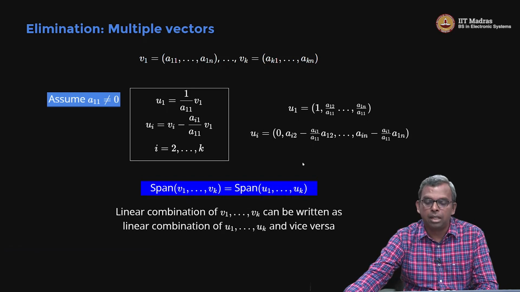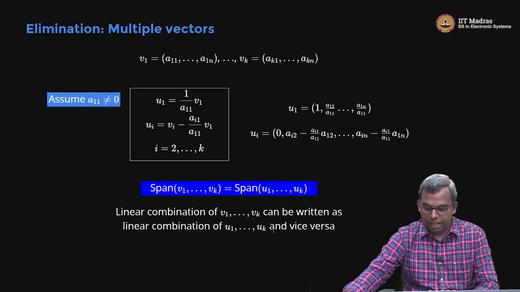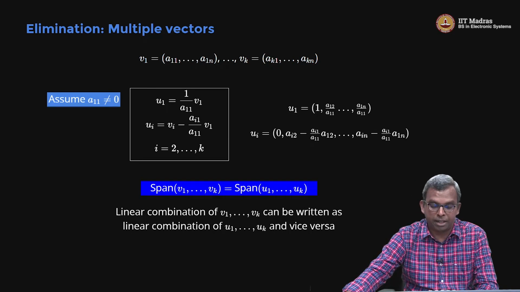Proof is very simple. I'm not going to write this out for you. You can write any linear combination of V1 to Vk as a linear combination of U1 to Uk, and the other way around. Any linear combination of U1 to Uk can be written as a linear combination of V1 to Vk. So the span is not altered when you go through this elimination process. This is very important.